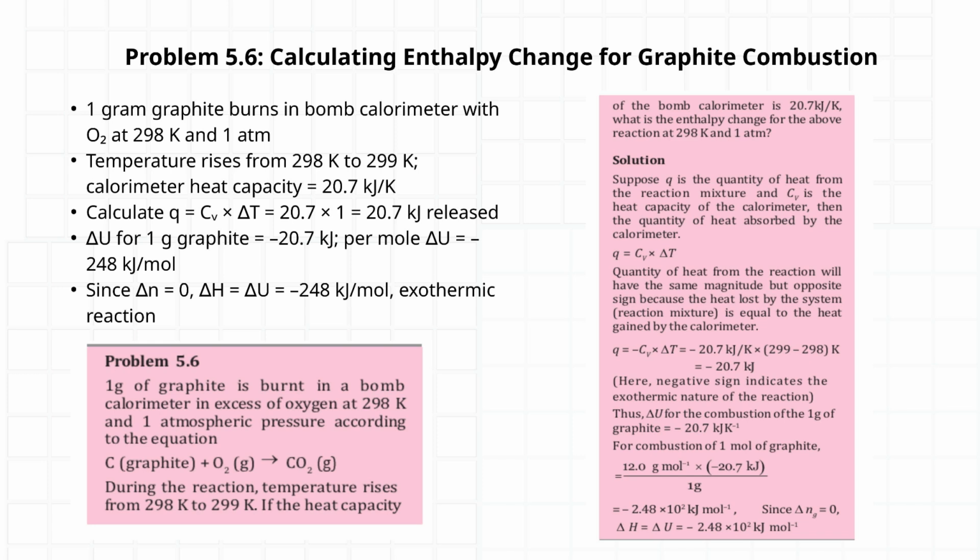Converting to moles, given graphite's molar mass is approximately 12 grams, delta U per mole is minus 248 kilojoules. Because the number of moles of gases does not change, delta H equals delta U, also minus 248 kilojoules per mole. This shows the reaction is exothermic, releasing energy.